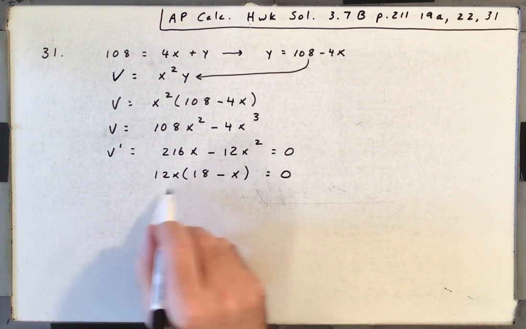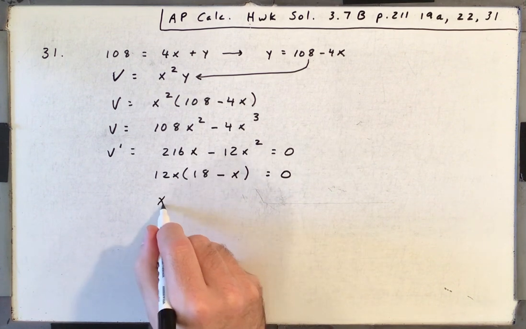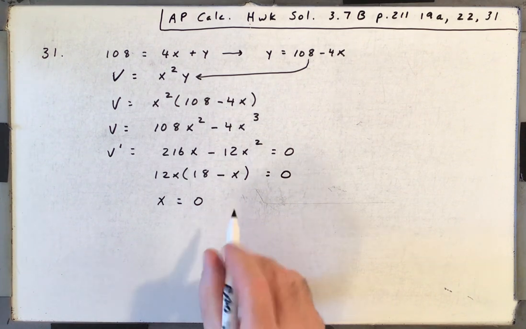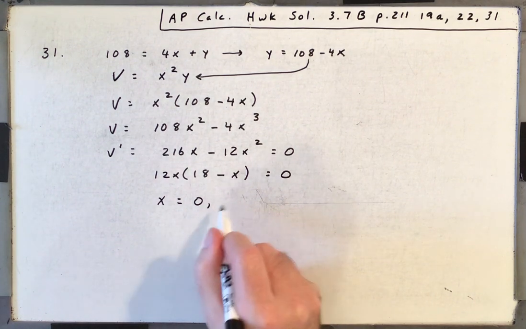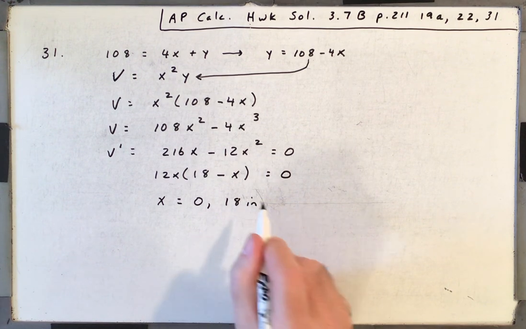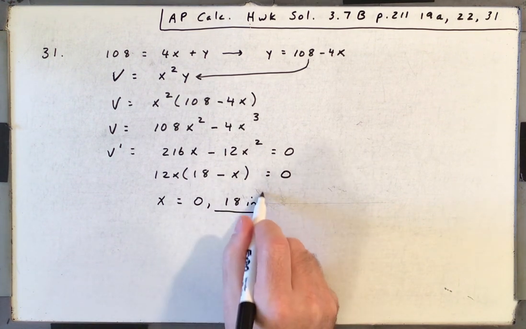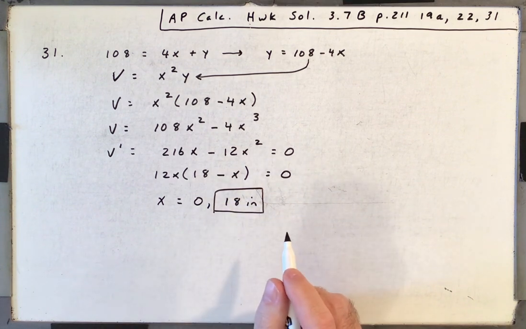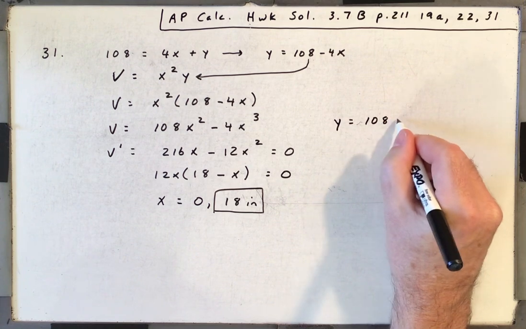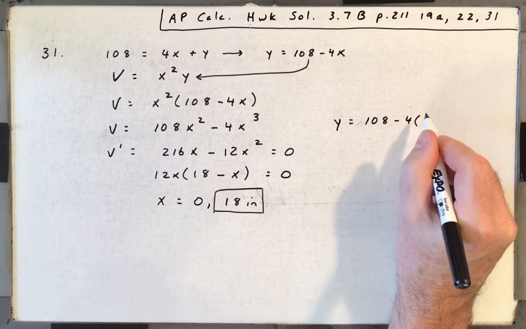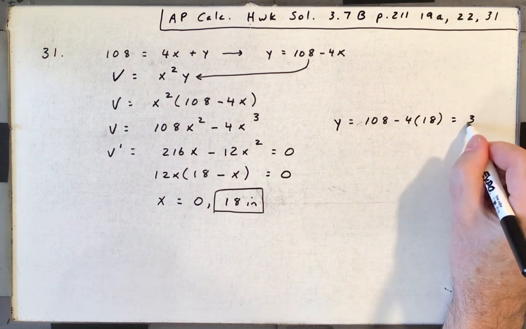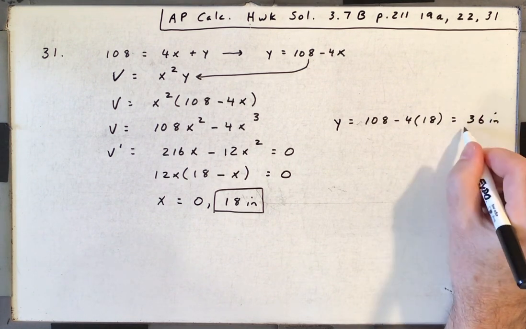So we have two solutions here that make this 0. X is equal to 0. I don't think that's a solution, because if x was 0, you wouldn't have a package at all. And also 18. Okay, so we have the value for x, and then we can get the value for y. It's going to be 108 minus 4 times 18, and that would be 36 inches.